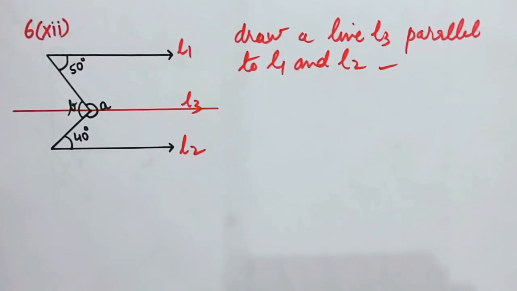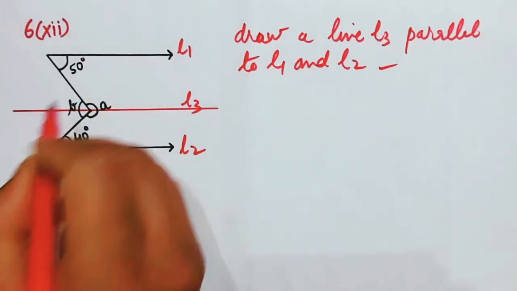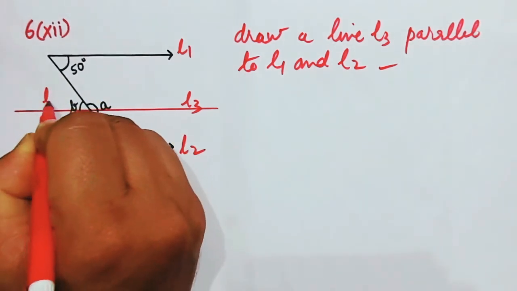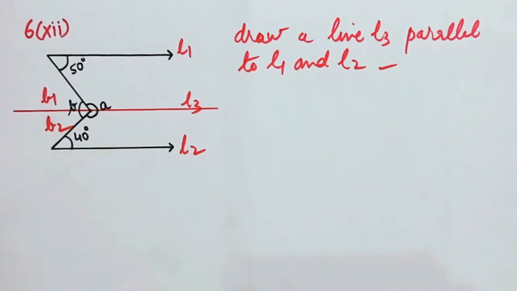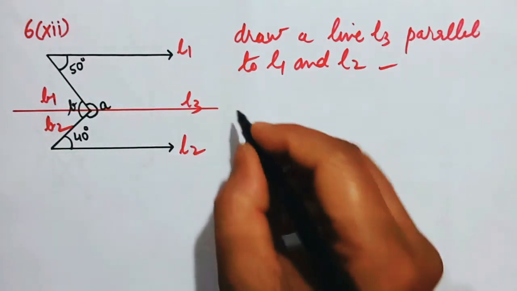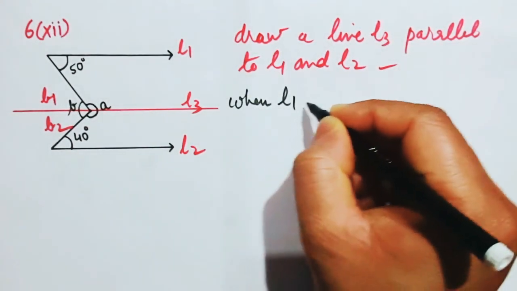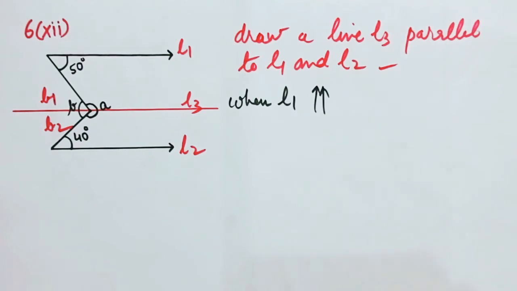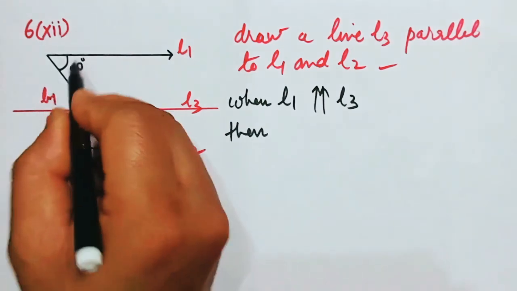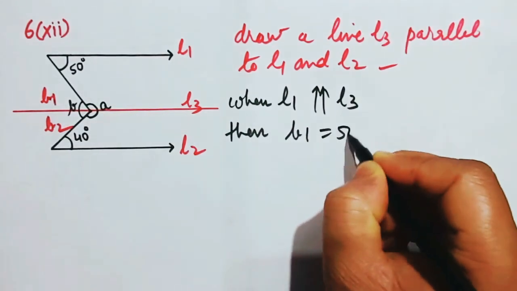Very good. Now we will continue in the same way. Have a look here. If this is 50, I am going to mention this B. We break B into two parts. This is my B1 and this is my B2. Now when L1 is parallel to L3, look at the sign of parallel, then B1 is equal to 50 degree.